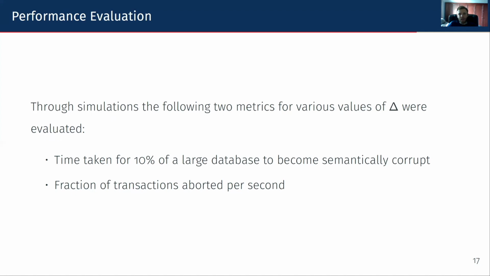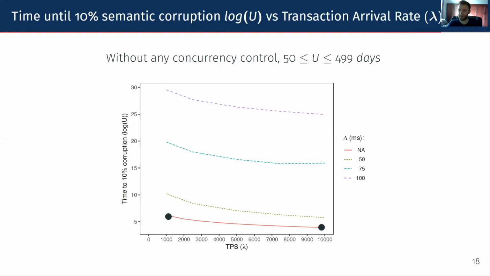Specifically, we looked at the time taken until 10% of edges in a large distributed graph database consisting of 11 billion edges became semantically corrupted, and the fraction of aborts per second for varying transaction arrival rates. To be conservative, we chose 3 large values of delta. This first chart plots various transaction arrival rates against the time until 10% of edges in the graph database are in a semantically corrupt state.